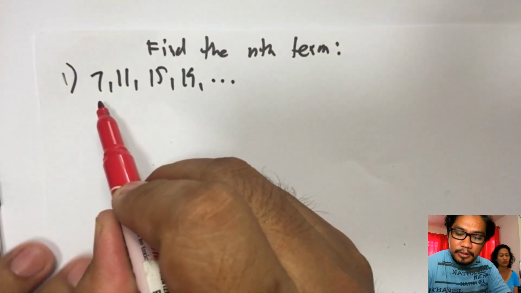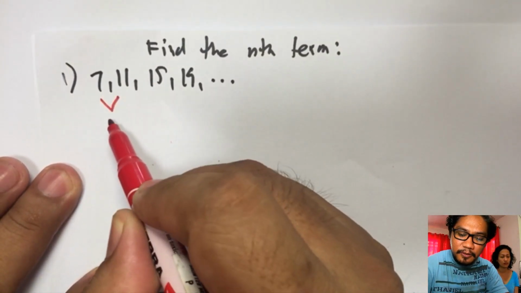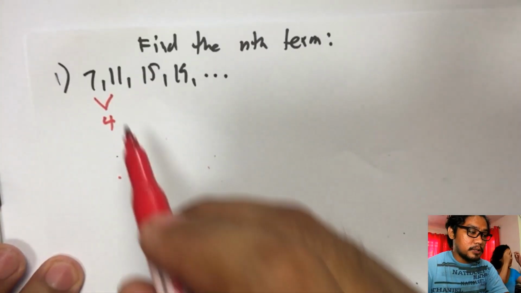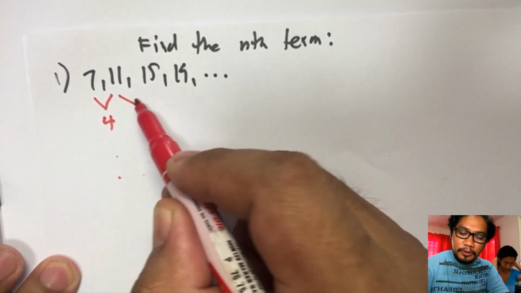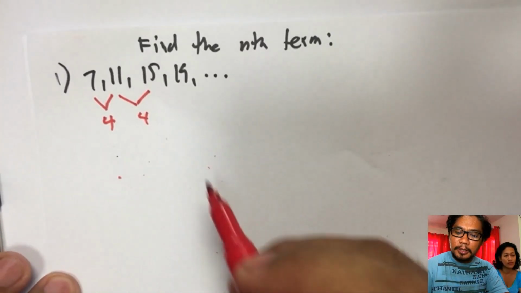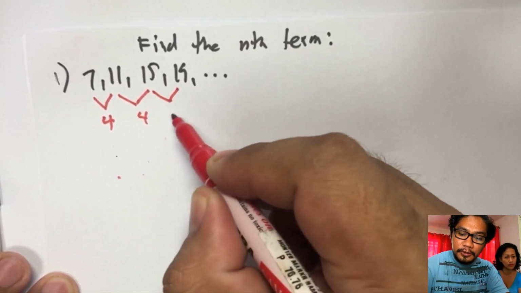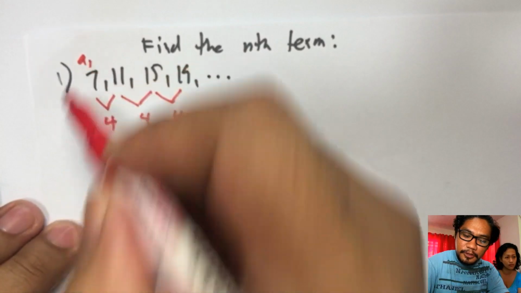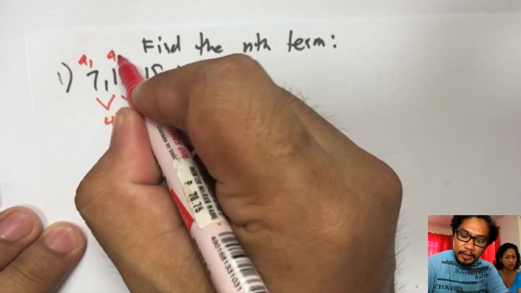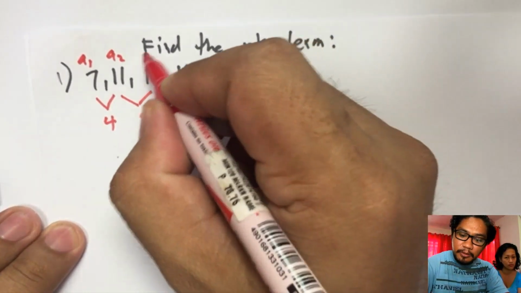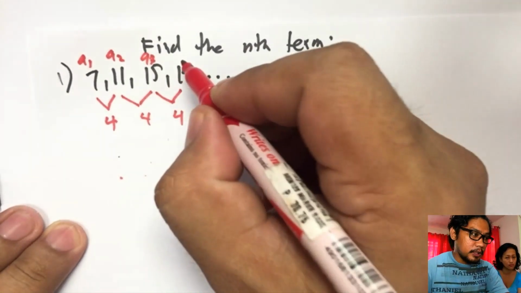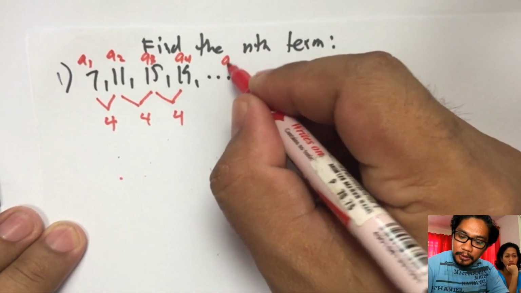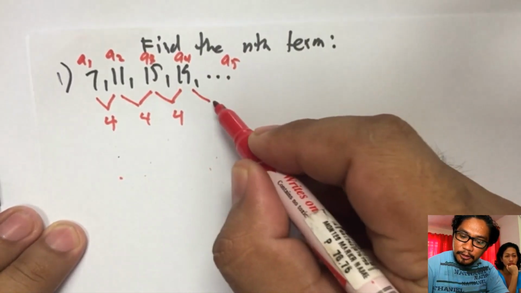is an example of an arithmetic sequence because from 7 to 11 there is a difference of 4. You can add 4 to 7 to obtain the next term. 11 will become 15 also by adding 4, so the interval is 4. There's a common difference of 4. This is our first term, the 7. Second term is 11, the third term is 15, and a sub 4 is 19. So we can predict our fifth term by adding 4 to 19.